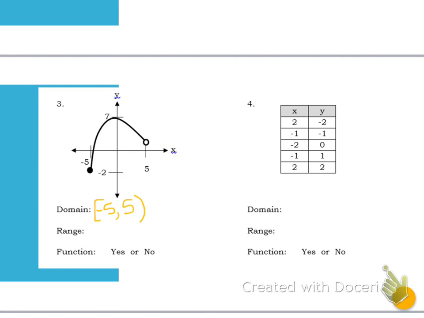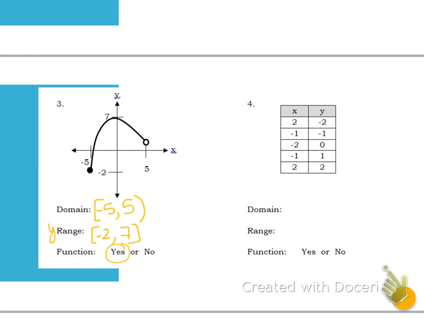The furthest down that it goes, because remember range is y, it starts at -2 from the bottom, and it's a closed dot, so we need a bracket, and the highest it's going is 7, and it's hitting that 7, so we need another bracket. And it looks like it's going to pass my vertical line test. There's no jumping occurring.